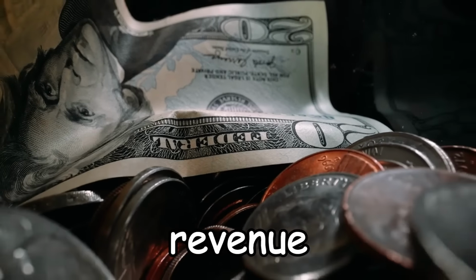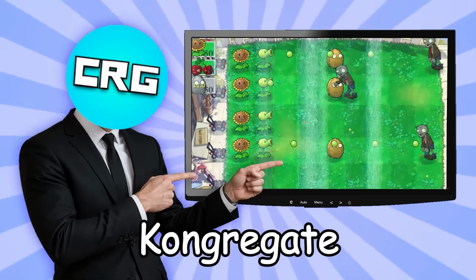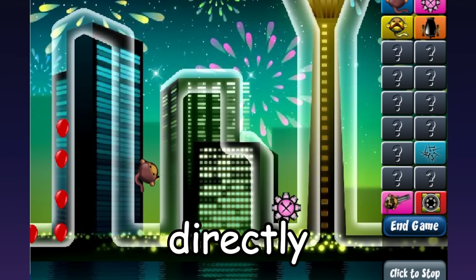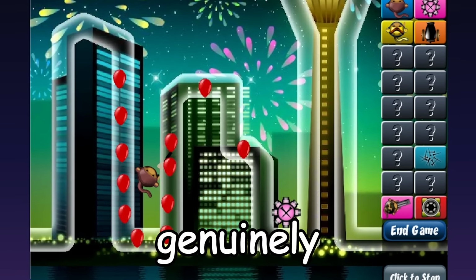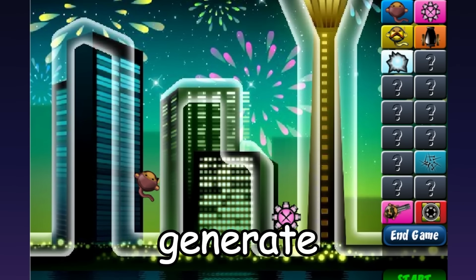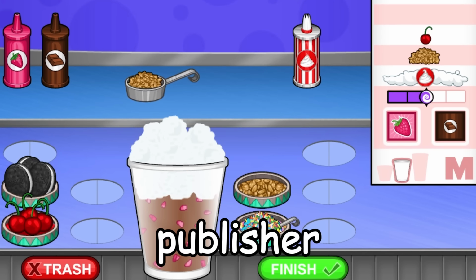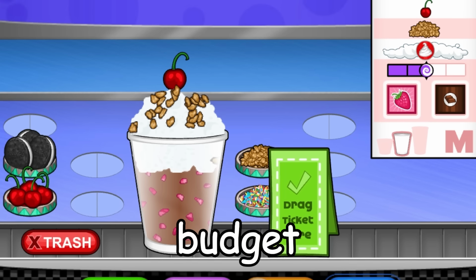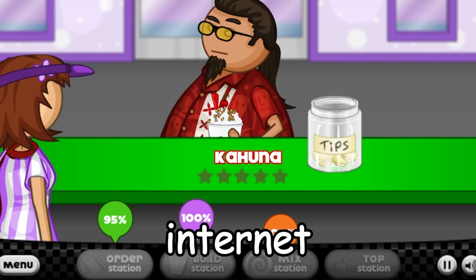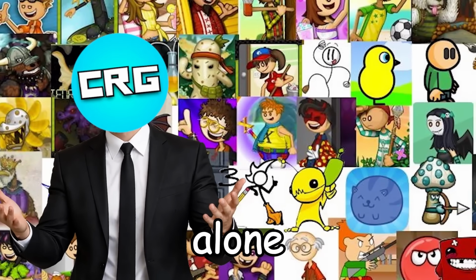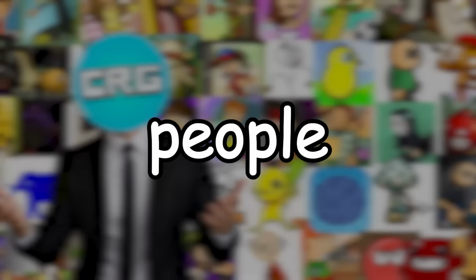The second model was revenue sharing. A game went up on Kongregate or Newgrounds, the portal ran ads around it, and the developer took home between 25 and 50% of whatever those ads made based on how many people played. This scaled directly with quality. A game that was genuinely good and that people kept coming back to could generate a steady income for years from a single upload. Neither of these models required a publisher, a retail deal, or a marketing budget. They required the game and an internet connection. For the first time in the history of video games, a person could make something alone and have millions playing it within a week, and people did exactly that.